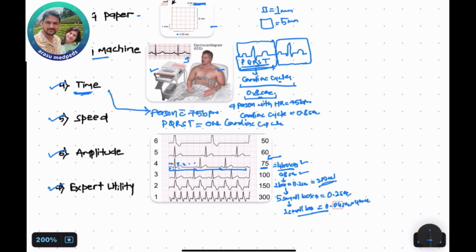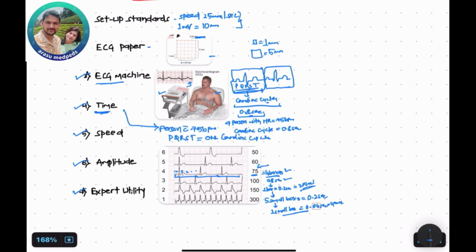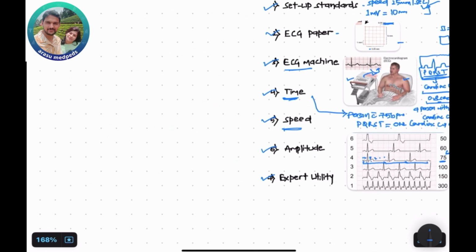Now what about the speed? We have already told that for ECG to be considered standardized, it should be 25 mm per second, right? So at what speed should the paper come out of the machine? That we will discuss now. Speed in the sense is per unit time. So at what speed should the paper come out per second? This was the question.